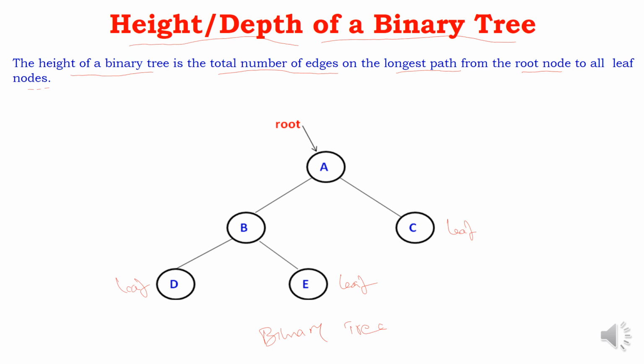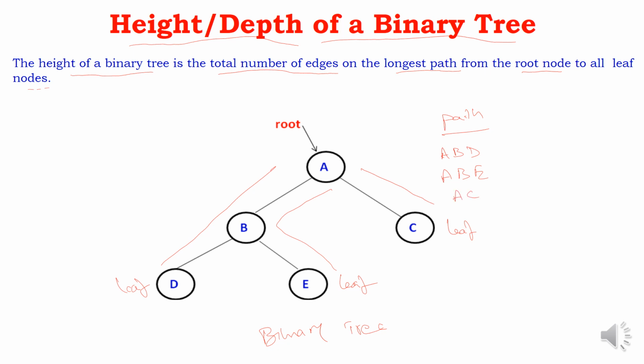Now we need to find the length of the path from the root node to the leaf nodes. There are three leaf nodes, so we need to find the length of three paths. What are the different paths in here? A, B, D. What is the other path? A, B, E. What is the other one? A, C. We have three leaf nodes.